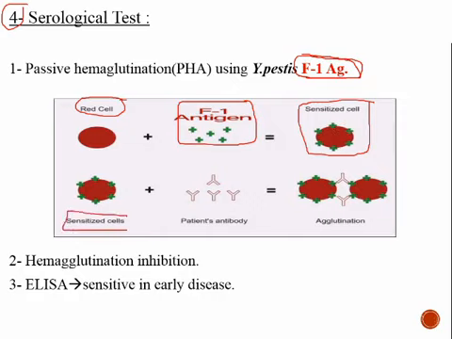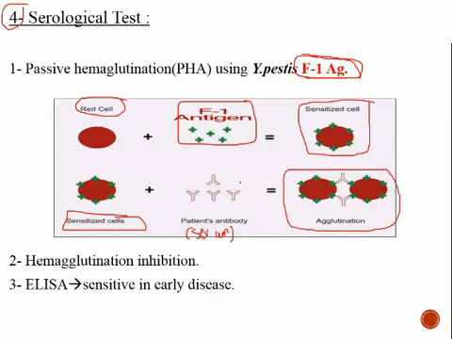Now, the sensitized red blood cells, I will mix them with a patient serum sample. If the serum sample contains the antibodies of the patient, the antibodies coming due to the infection, I will see visible agglutination here.